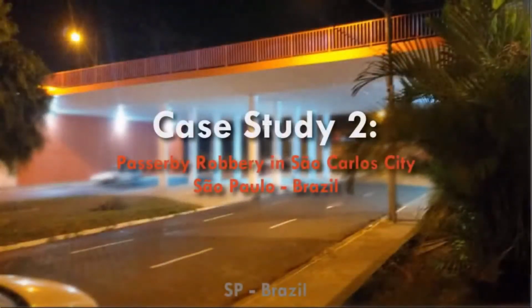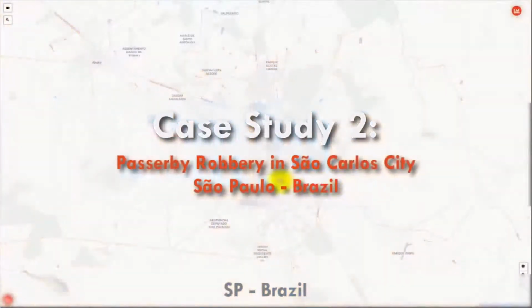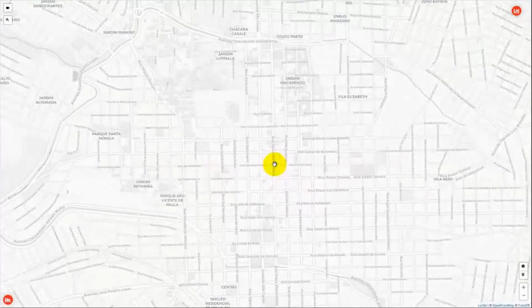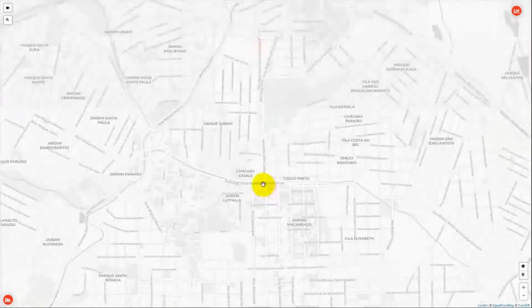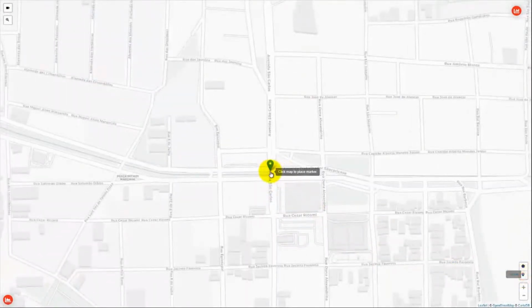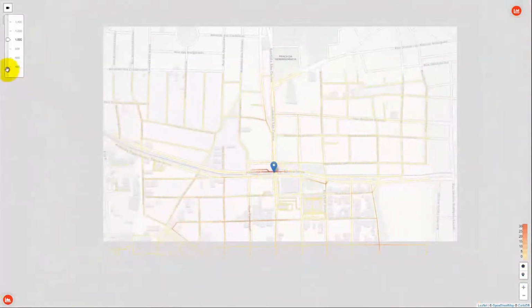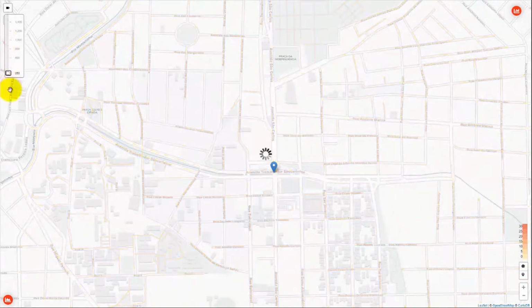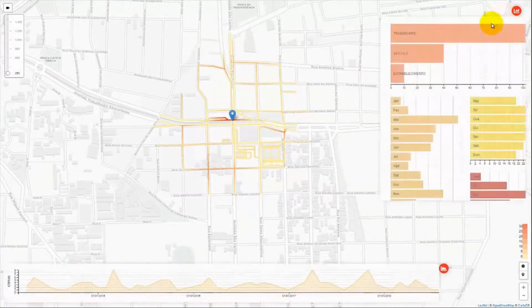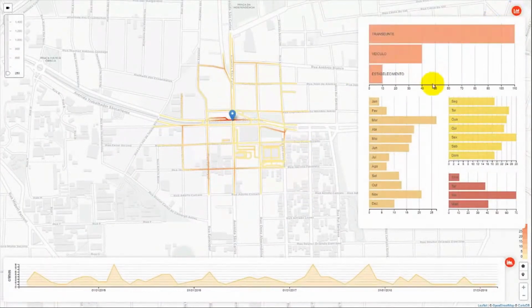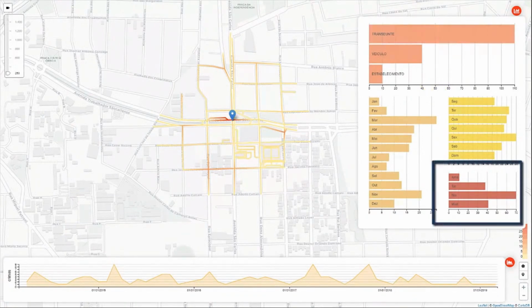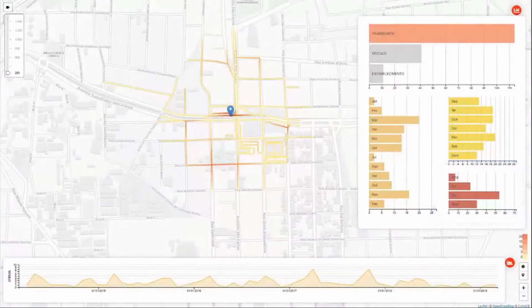In the second case study, domain experts were interested in knowing whether the recent improvements in the infrastructure have any effect on the criminality of a principal avenue that has a viaduct, a well-known criminal attractor point. For this analysis, we considered the passerby robbery in a selected region. The analysis was divided into 3 years. In each one, we analyzed the behavior of criminality considering the most prevalent period of the day and how it evolved over the years.